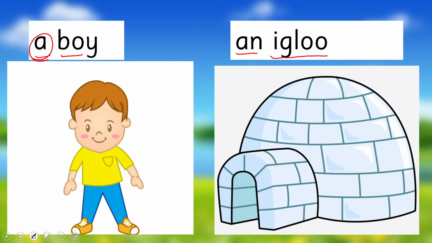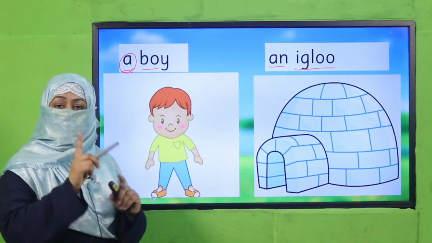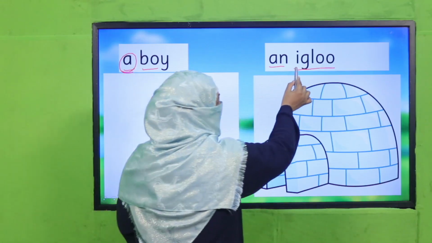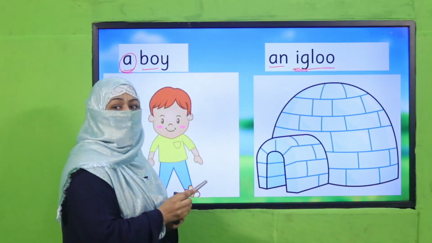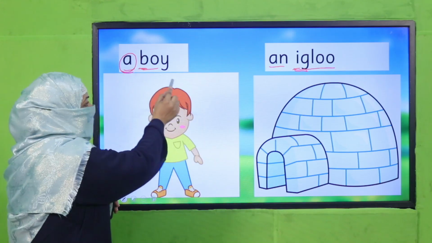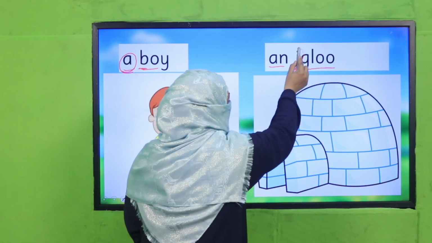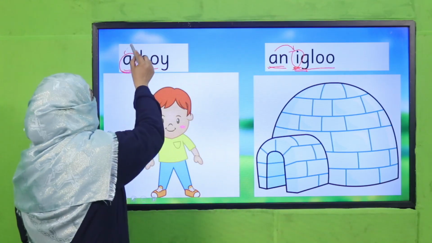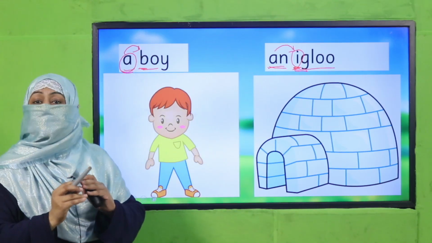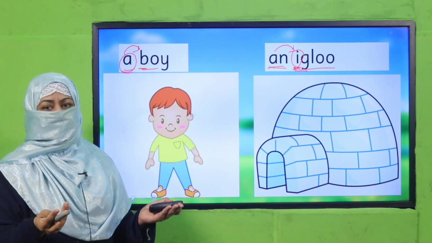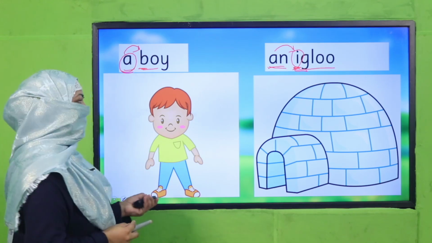So where do we use an? An also refers to one in general, but if the noun is starting with a vowel sound. Remember? So this is starting with a consonant sound. This noun is starting with a vowel sound. That's why with vowel sound we use an, with consonant we use a, but their basic rules are the same: one general noun. Right? Clear? Okay.